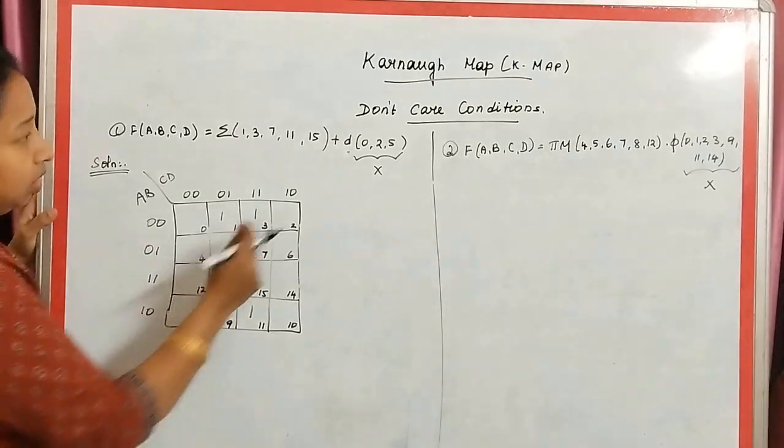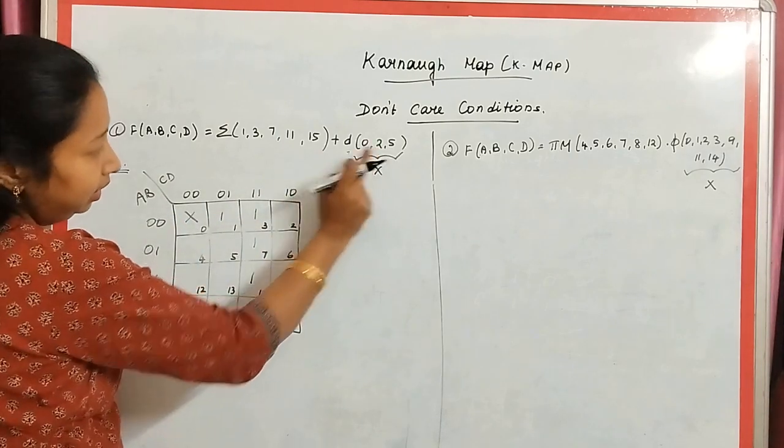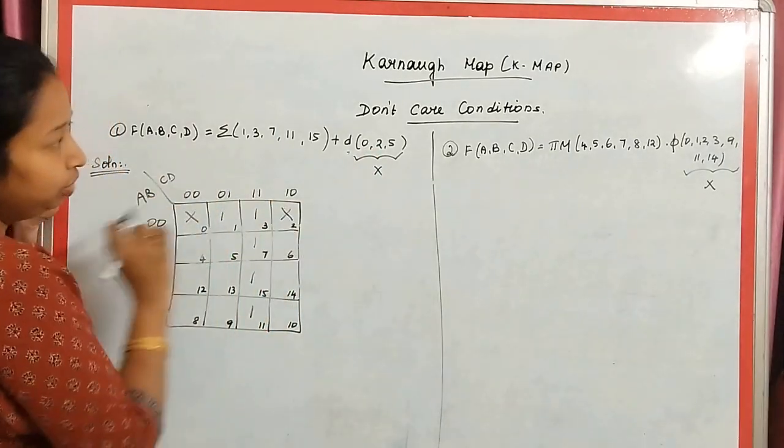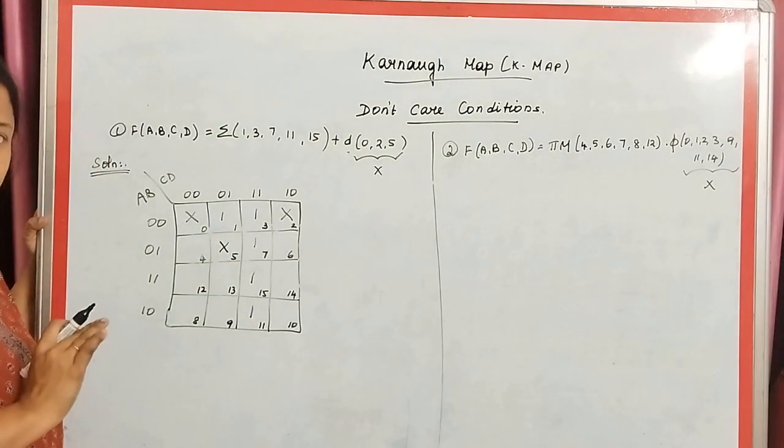Clear? Okay. Now what are the numbers? It is 0. In the place of 0, put an X. And next it is 2. In the place of 2, put an X. The next number is 5. So in the place of 5, put an X.